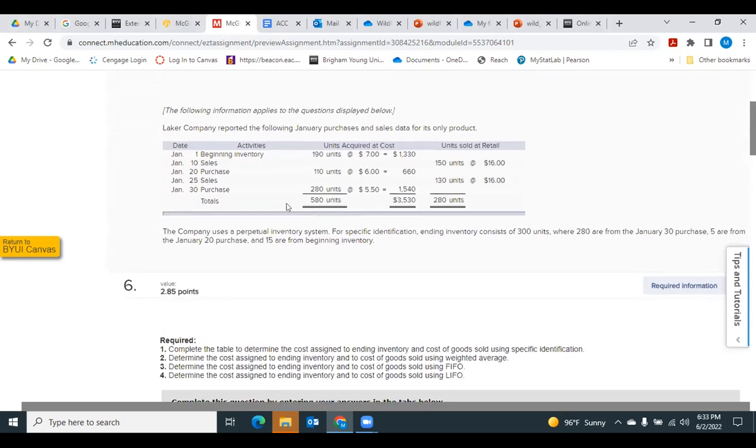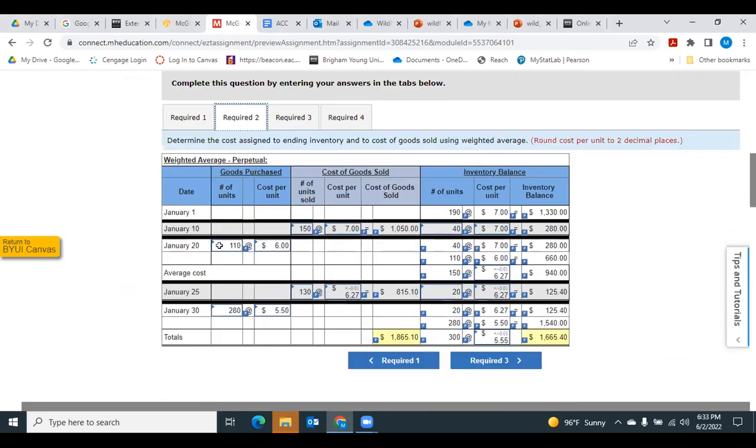January 20th, we purchased 110 units for $6 apiece. So I'll record 110 at $6. I had 40 at $7 plus 110 at $6. So I'll add up 40 and 110 to get 150 total units. Then I'll add up the total cost, 280 plus 660, to get a total cost of 940. Then divide the 940 by 150 to give myself the new average cost of 6.27 per unit.